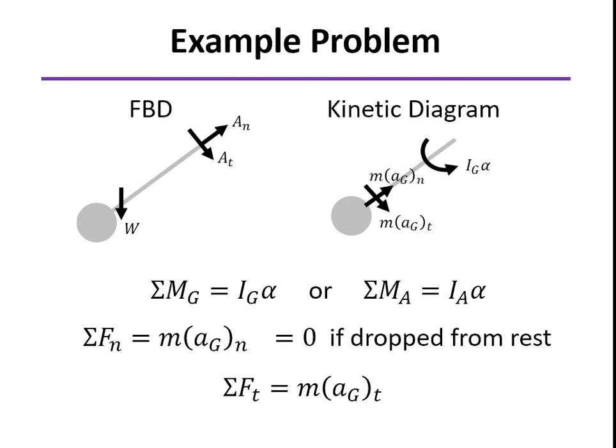And our other equation will be to take the sum of the forces in the tangential direction. Again, it'll involve a component of weight and the pin force A sub t on the left side, and mass times acceleration of the center of mass in the tangential direction on the right side, so we can solve for the pin forces.